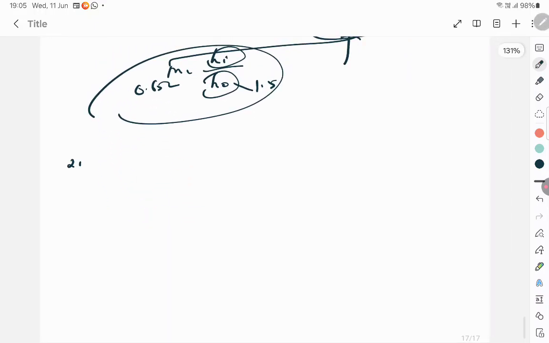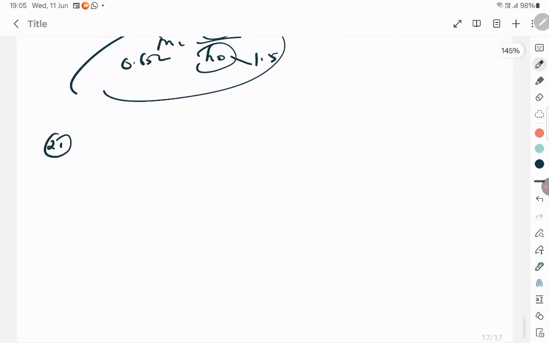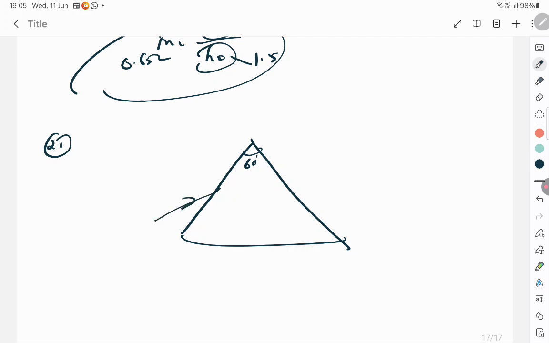So let's go to 21st question. At what angle should the ray of light be incident on the face of the prism, which is angle of prism 60 degree, so that there is total internal reflection on the other face. If it has to undergo total internal reflection, this is the ray, this is the normal, it's going to bend towards the normal, it's going to undergo total internal reflection. This angle has to be critical angle.